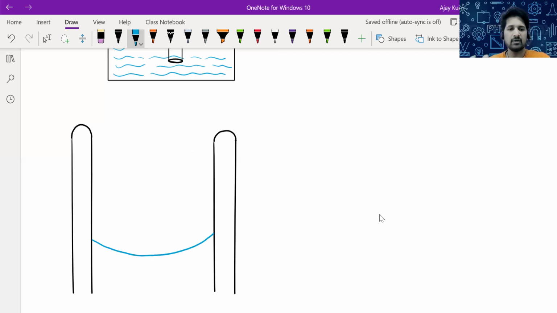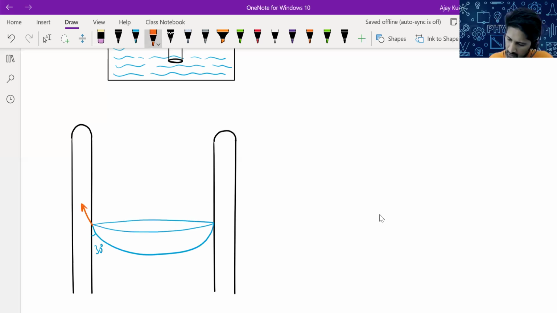Assume this liquid has a contact angle of 30 degrees. Okay, this doesn't look like 30. Let me adjust this. Let's say the liquid in the tube has a contact angle 30 degrees with the tube. Now, the tube is basically vertical. So the forces due to surface tension will all be acting at an angle 30 degrees with the vertical, and their vertical component is what pulls the meniscus up. It is what pulls the liquid up altogether.